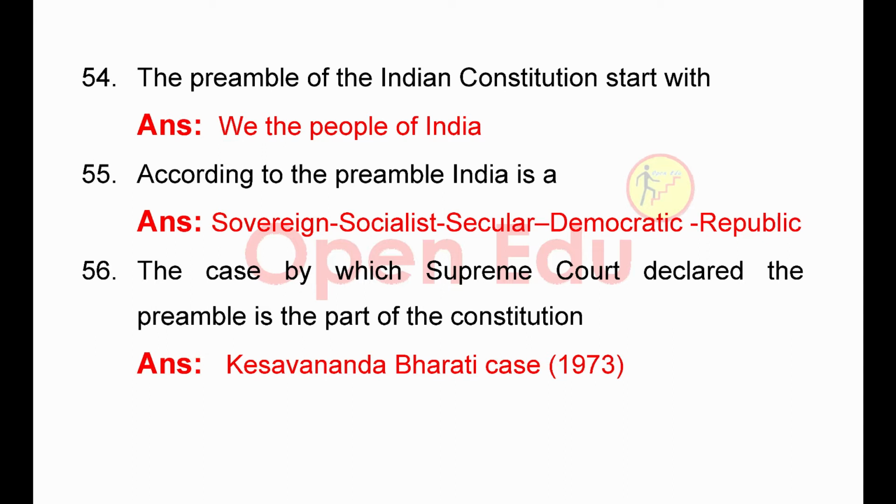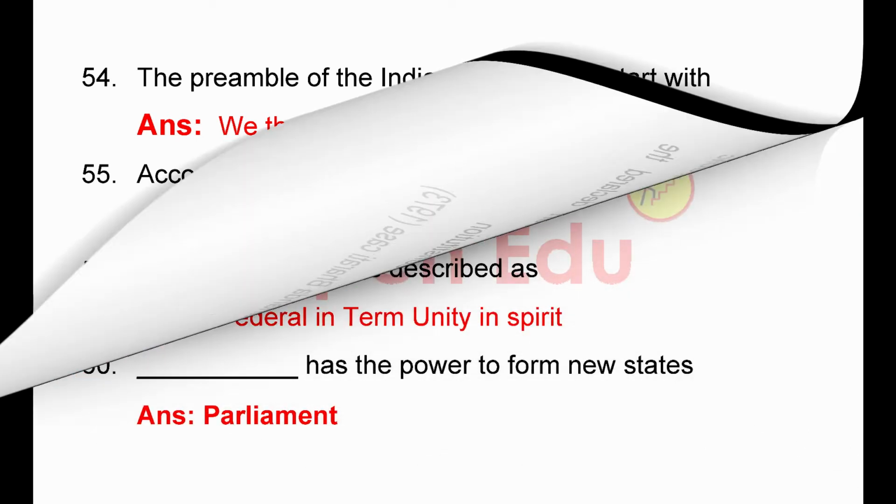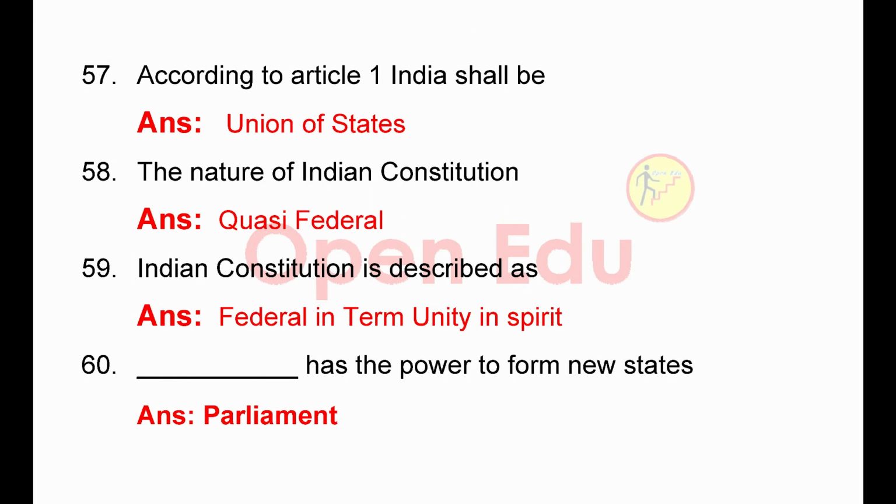Supreme Court declared the preamble is part of the Indian Constitution on the basis of which case? Keshavananda Bharati case of 1973. The case by which the Supreme Court declared the preamble is part of the Indian Constitution is Keshavananda Bharati case of 1973. According to Article 1, India shall be a union of states.